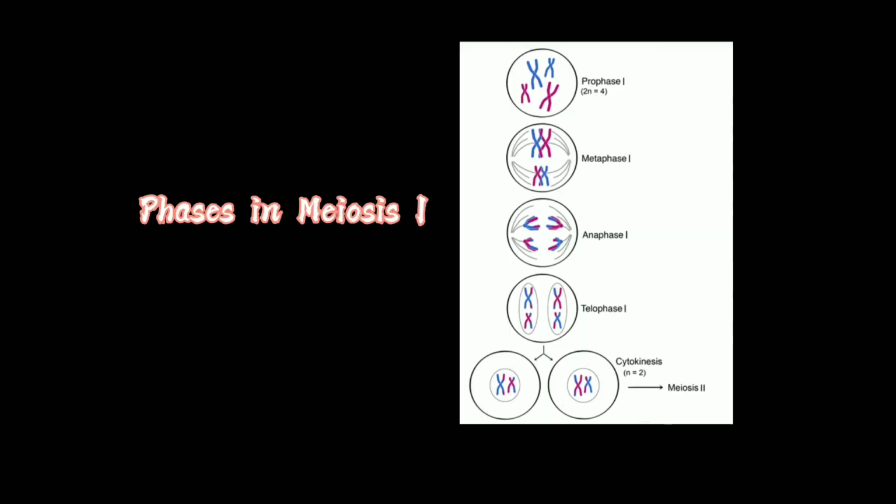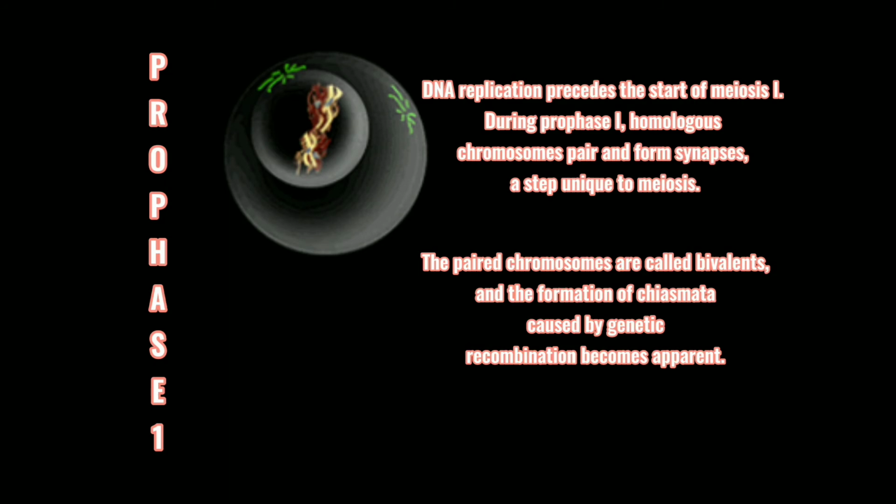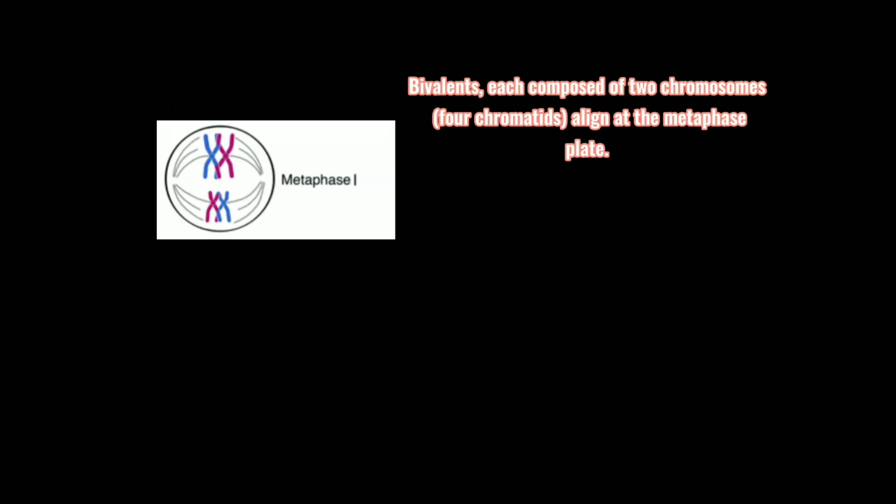Phases in meiosis I. During prophase I, DNA replication precedes the start of meiosis I. During this phase, homologous chromosomes pair and form synapses, a step unique to meiosis. The paired chromosomes are called bivalents, and the formation of chiasmata caused by genetic recombination becomes apparent.